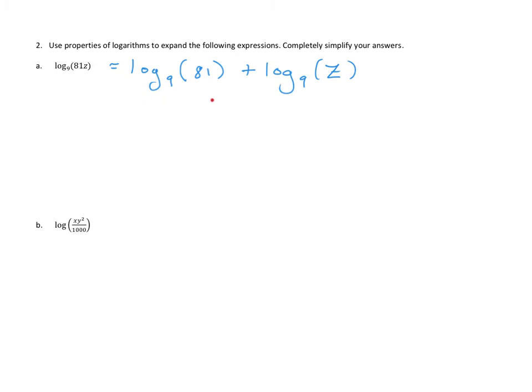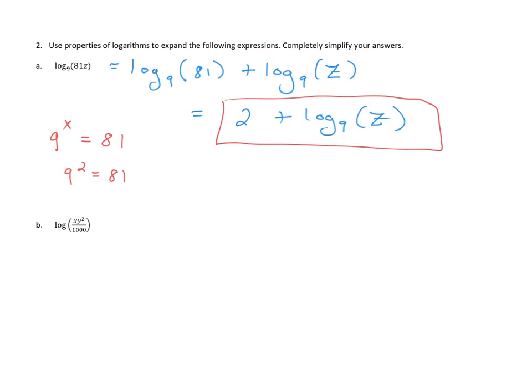Now this, though, I think we can reduce a little bit because 81, I believe, is an integer power of 9. So when I look at this piece here, 9 to the power of something equals 81, and I know that's 2. You square 9, you get 81. Therefore, this whole thing here is just the exponent 2. So this is really 2 plus log base 9 of z. And this is the completely simplified answer.